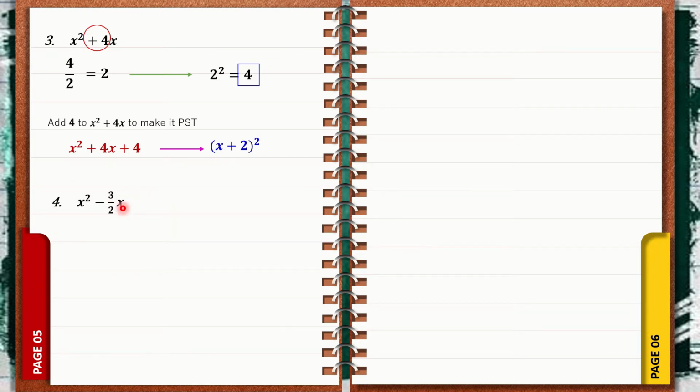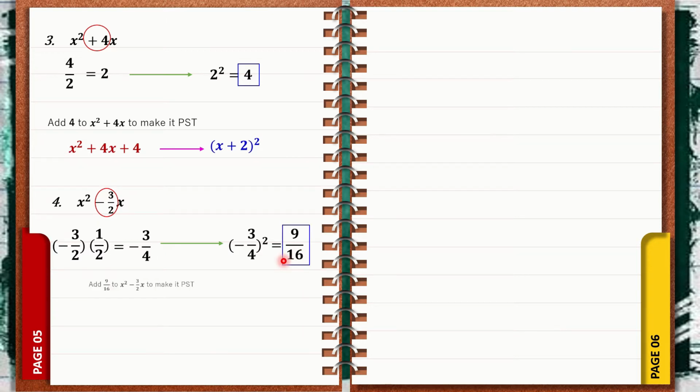Next, example number 4. x squared minus 3 halves x. This time, we have a fraction. Still, what we did in our first, second, and third examples, we will also apply in example number 4. We just simply get half of the coefficient of x, which is negative 3 halves, multiplied by 1 half. So we will get negative 3/4. Now, let us square negative 3/4. We will obtain positive 9 over 16.